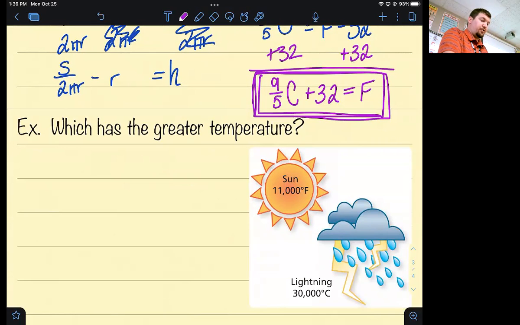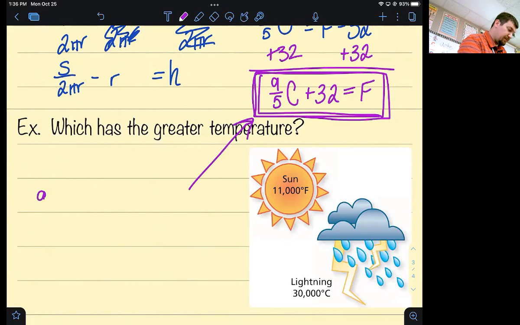What has the greater temperature? The sun at 11,000 degrees Fahrenheit or a lightning bolt at 30,000 degrees Celsius? I could either turn the sun into Celsius and compare, or I could turn the lightning bolt into Fahrenheit and compare. Since I did all that work to get an equation that helps me turn Celsius back into Fahrenheit, why don't we go ahead and do that with the lightning bolt? Let's turn the lightning bolt's 30,000 degrees Celsius into Fahrenheit by plugging it in for C.